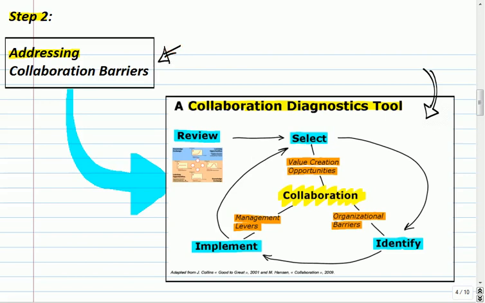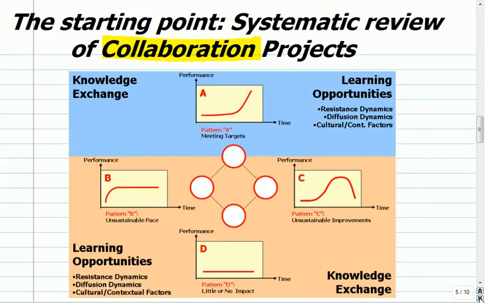Okay, and this tool, if you want, starts with a review of collaboration projects you might have had in the past. Okay, we have seen one of the reasons why people resist are previous experiences which didn't work particularly well.